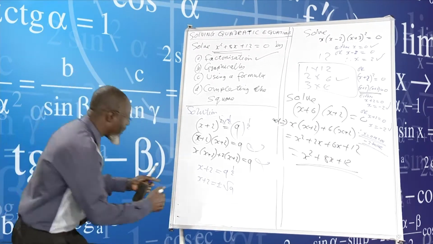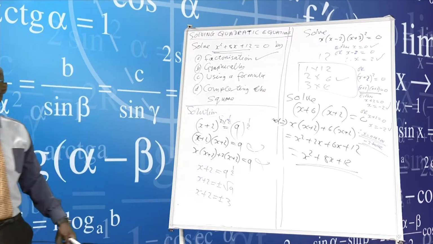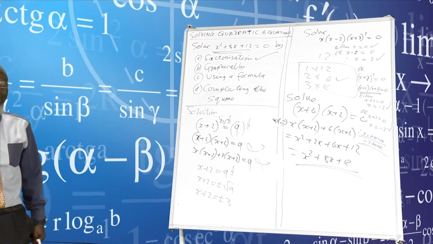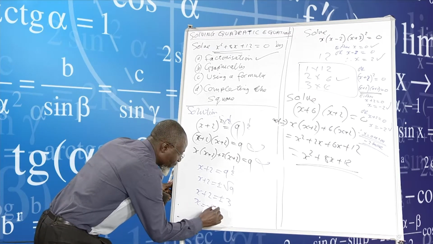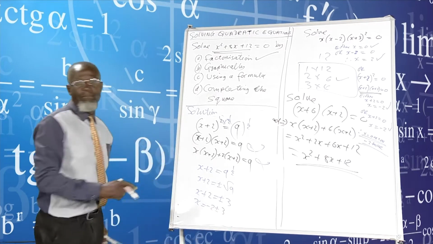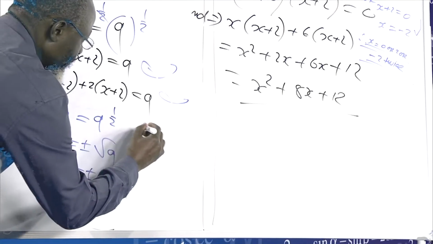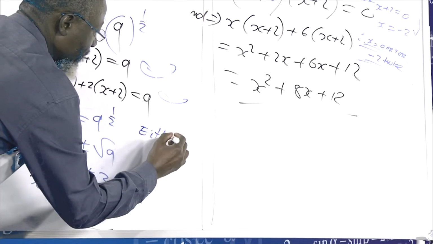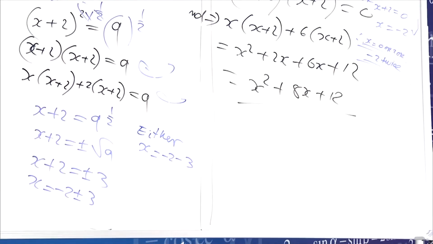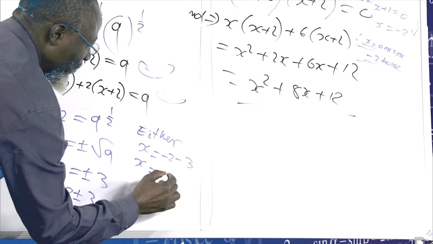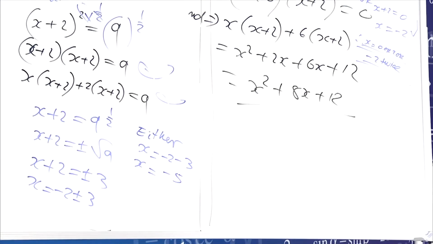So I continue and say, here we go. x plus 2 is now equal to plus or minus 3. Plus or minus 3. So how do I proceed from here? Here we go. x is equal to minus 2 plus or minus 3. Then what do I do from there? I'm now saying either x is equal to minus 2 minus 3, right? Meaning then that x will now be equal to minus 5. 2 plus 3 is 5, which is minus 5.